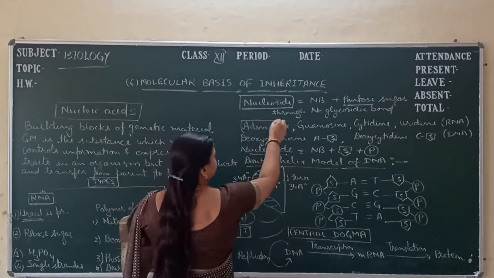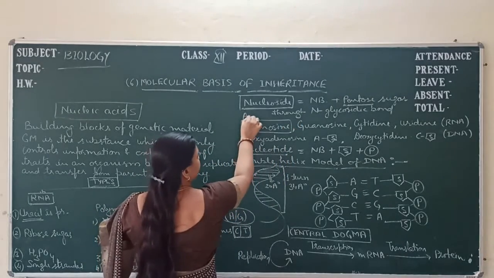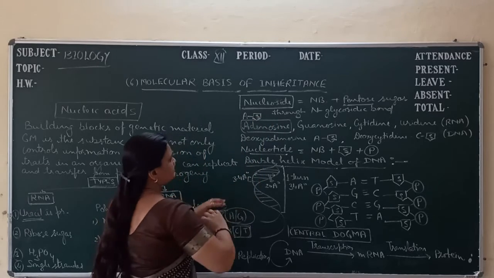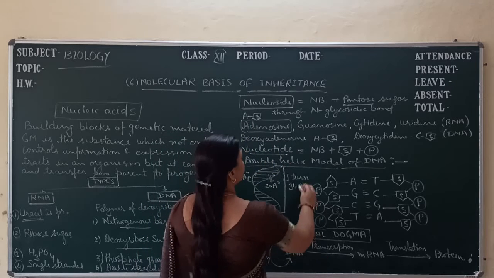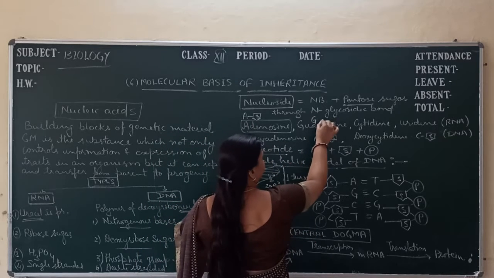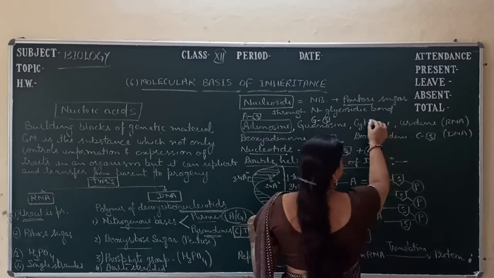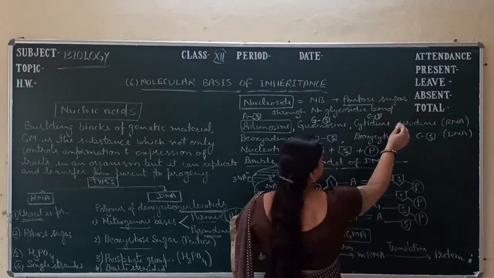So what are the combinations? Adenosine. What is adenosine? Adenosine is the combination of adenine with ribose sugar. Ribose is a pentose sugar. So this is known as adenosine, a type of nucleoside. Guanosine is a combination of guanine with ribose sugar. Cytidine is cytosine with ribose sugar.